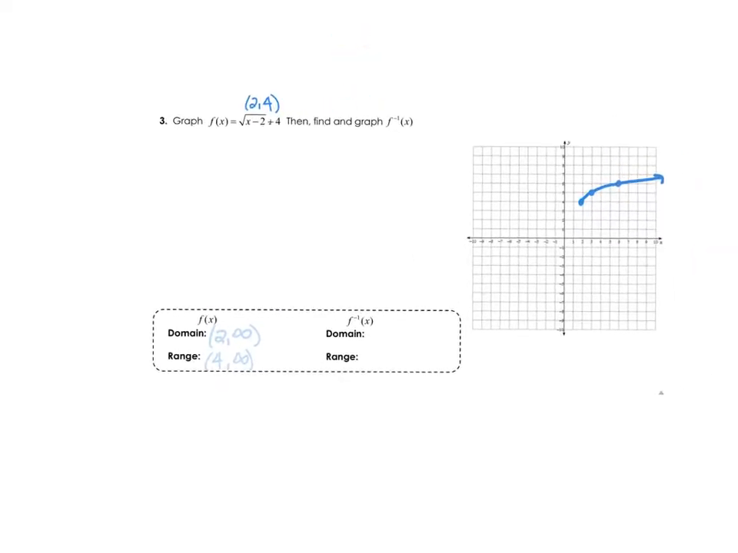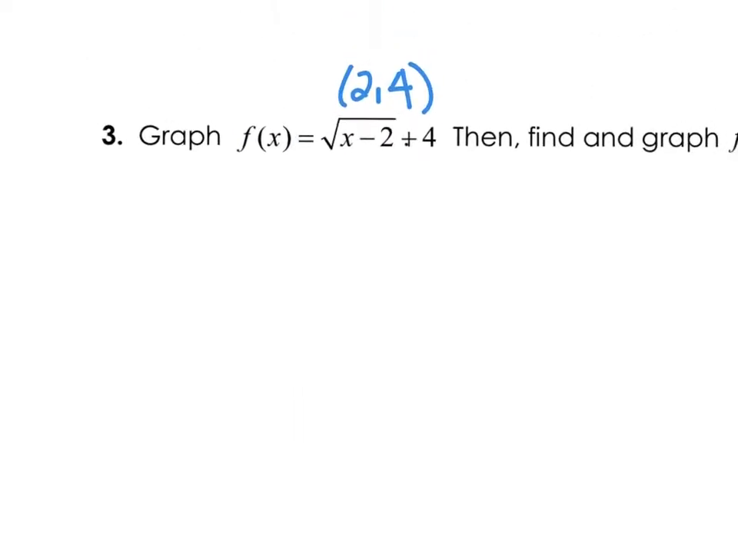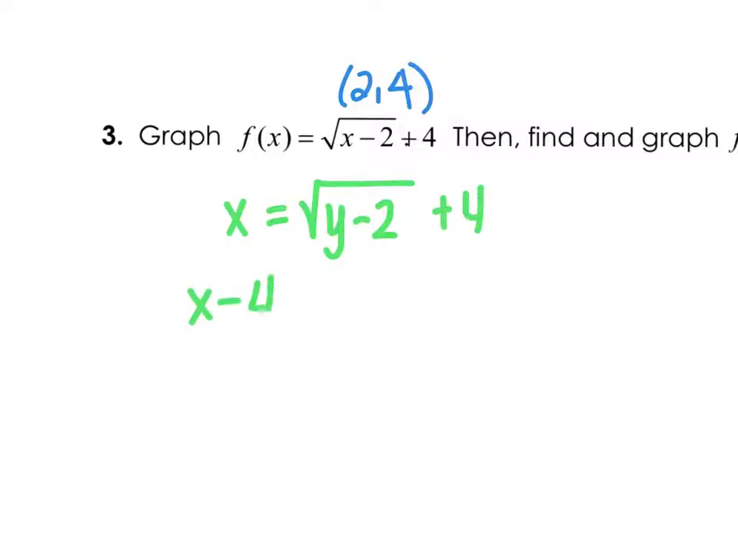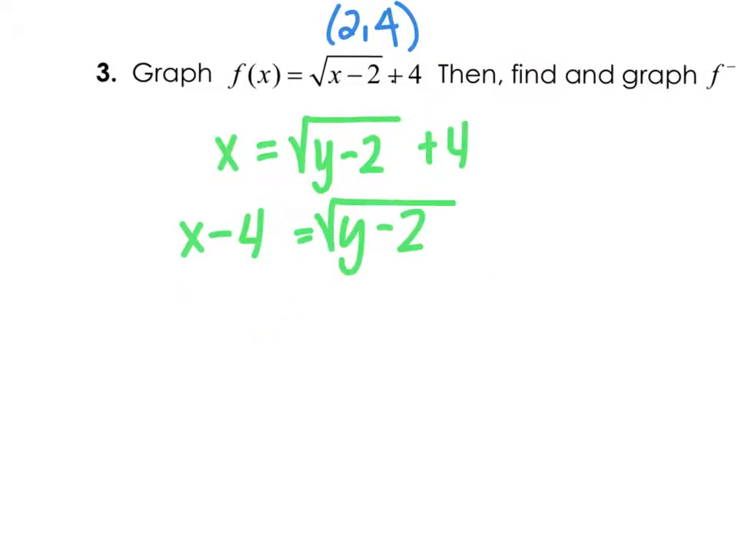Okay, now it says find the inverse. Same kind of deal. We're going to switch x and y. So this is going to be x equals, oops, I'll use the marker. All right, it's going to be x equals square root of y minus 2, plus 4. Subtract 4. So x minus 4 equals the square root of y minus 2.